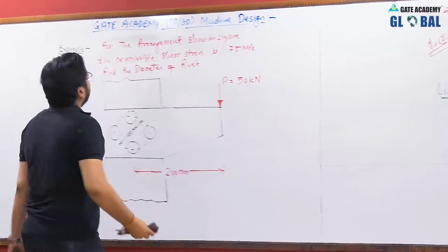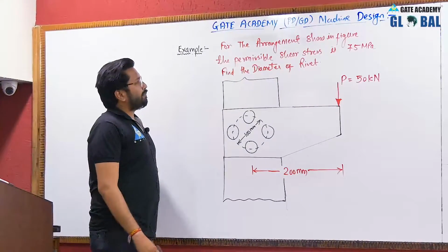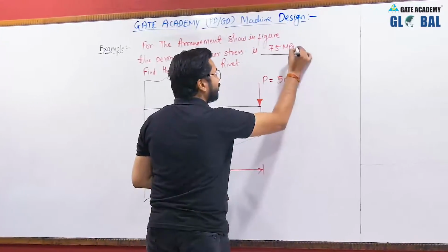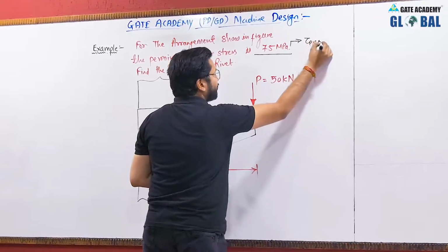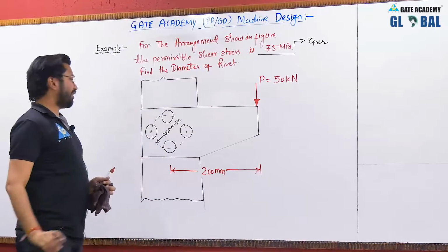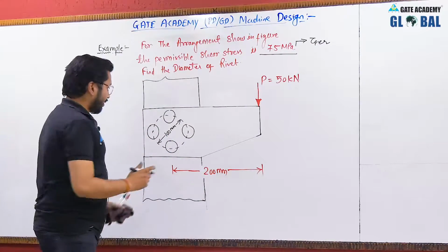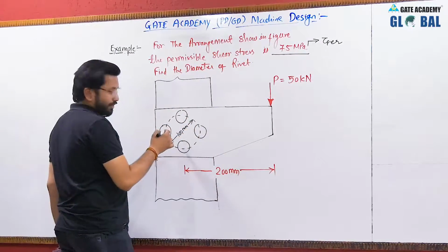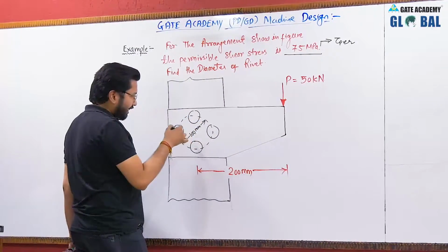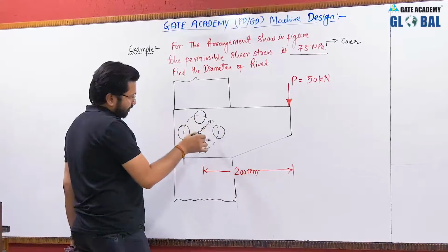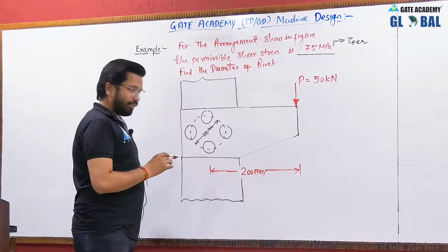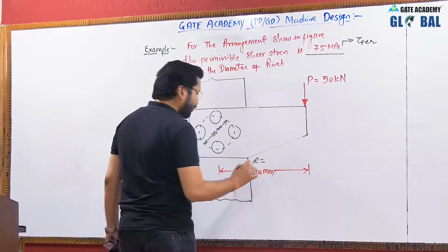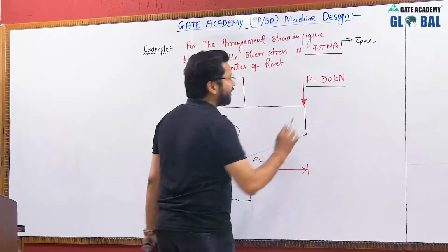So here, for the arrangement shown in the figure, the permissible shear stress is 75 megapascal. This is tau permissible. Find the diameter of the rivet. Here we have an arrangement of rivets, and the rivets are arranged across the circumference of a circle having a diameter of 100 mm. The eccentricity e is equal to 200 mm. The external load is 50 kilonewtons.